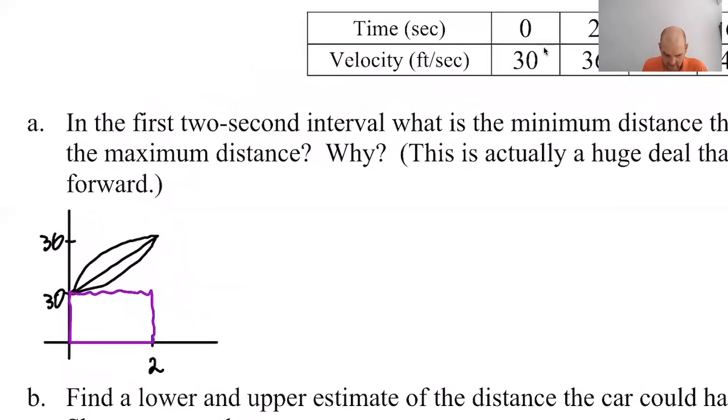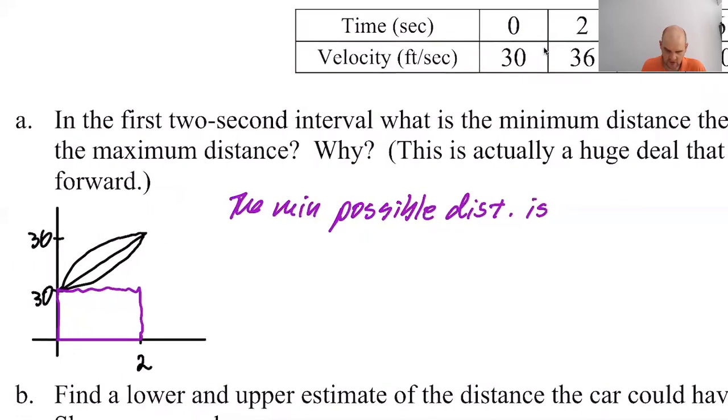So the minimum possible distance is 2 times 30. 2 is the base and 30 is the height. So 2 times 30, so 60 feet.